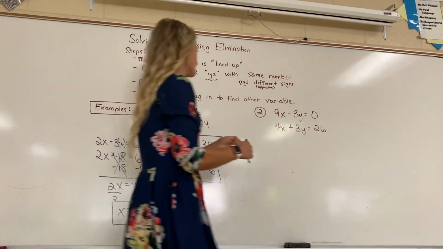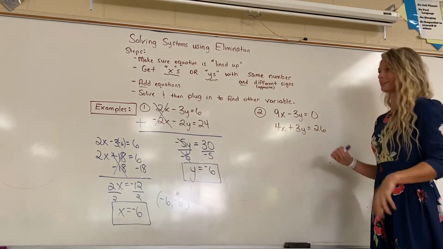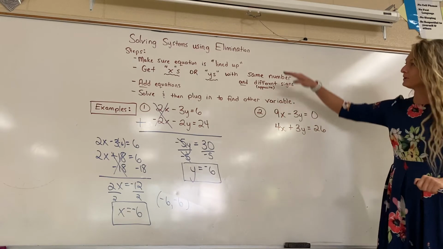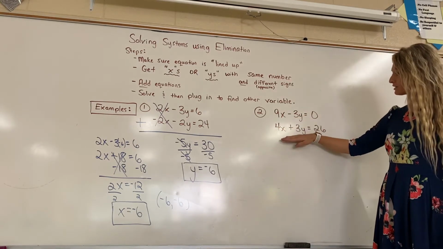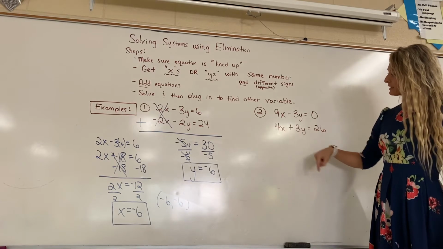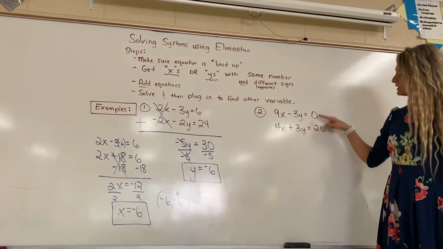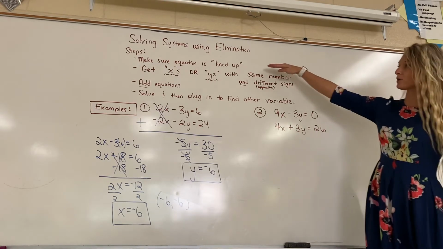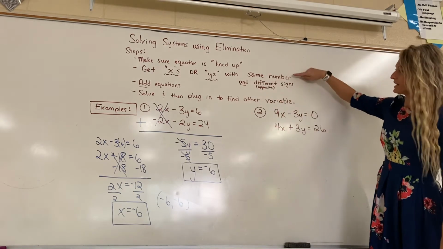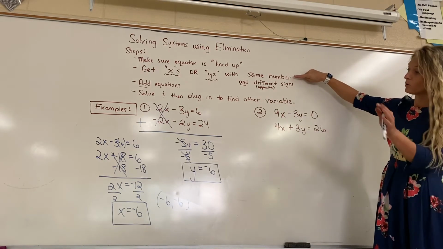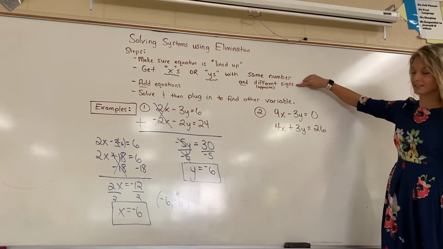So let's do one more, and then we'll talk about problems where it's not so direct after this, all right? So going through the steps, we're going to look at our equations, we're going to make sure they're lined up. So my x's are over my x's, my y's are over my y's, the equals over the equals, and then my constants are lined up. So that part's still done. Then I'm going to look at either my x's or my y's, and I'm going to see, does one of those have the same number in front with different signs, okay?